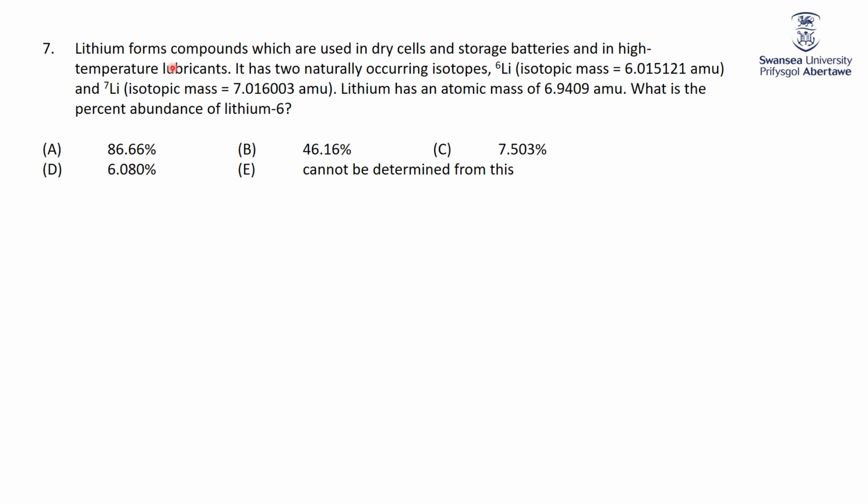Okay, let's go through. Dry cells, storage batteries, high temperature lubricants, excellent information, but we don't really care here. What we care about here starts with it has two naturally occurring isotopes, lithium-6, for which we're given the mass, lithium-7, for which we're given the mass. Lithium has an atomic mass, so we're given the atomic mass. Notice we have not been given any fractions yet. We're asked what is the percent abundance of lithium-6.